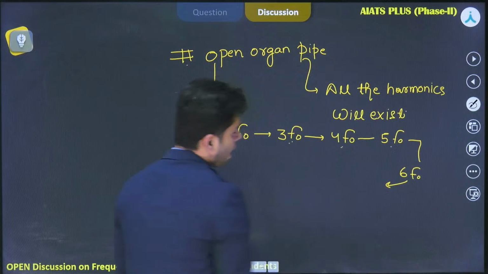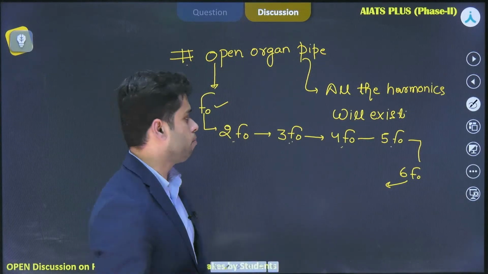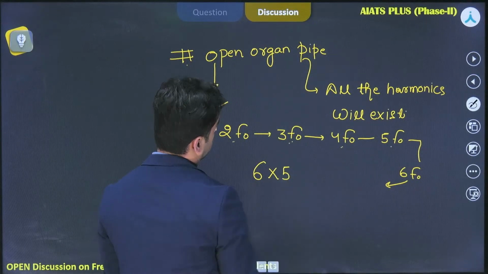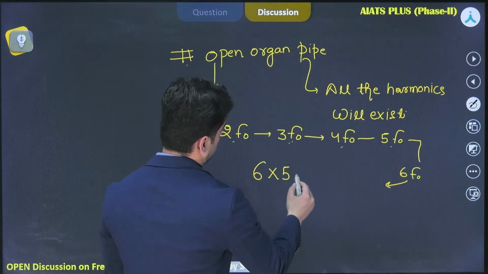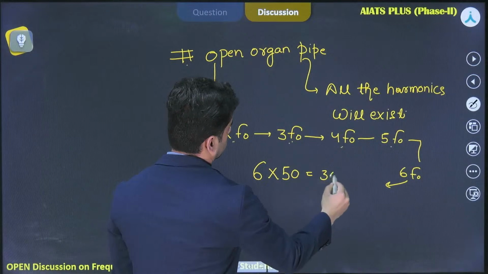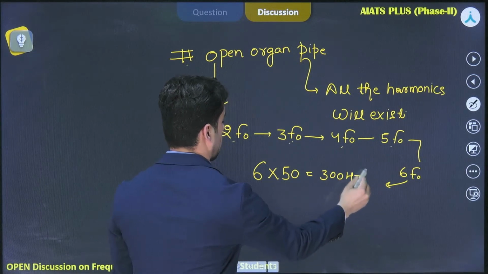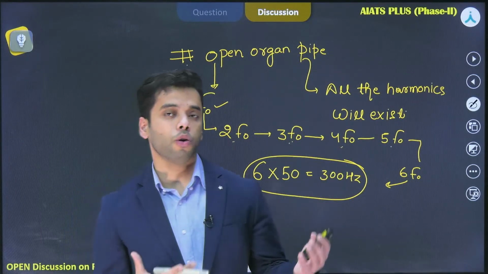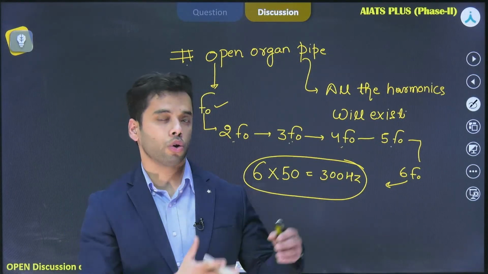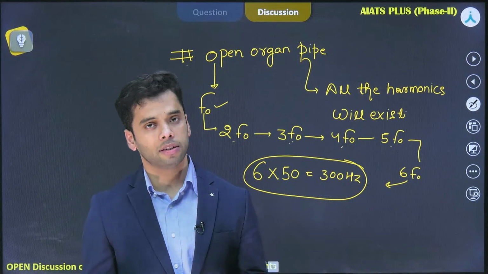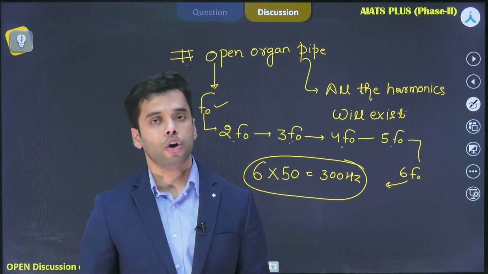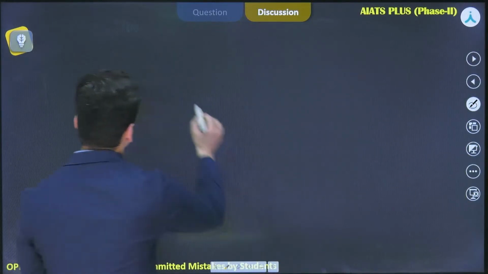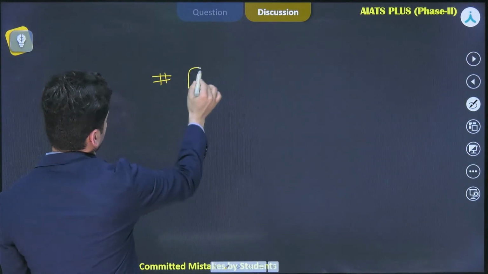Had the problem been about the open organ pipe, for the fifth overtone it would be 6 into 50, which is equal to 300 hertz, right? That's the basic difference between the open organ pipe and the closed organ pipe. For the closed organ pipe, only the odd harmonics will exist, and for the open organ pipe, all the harmonics will exist, right?